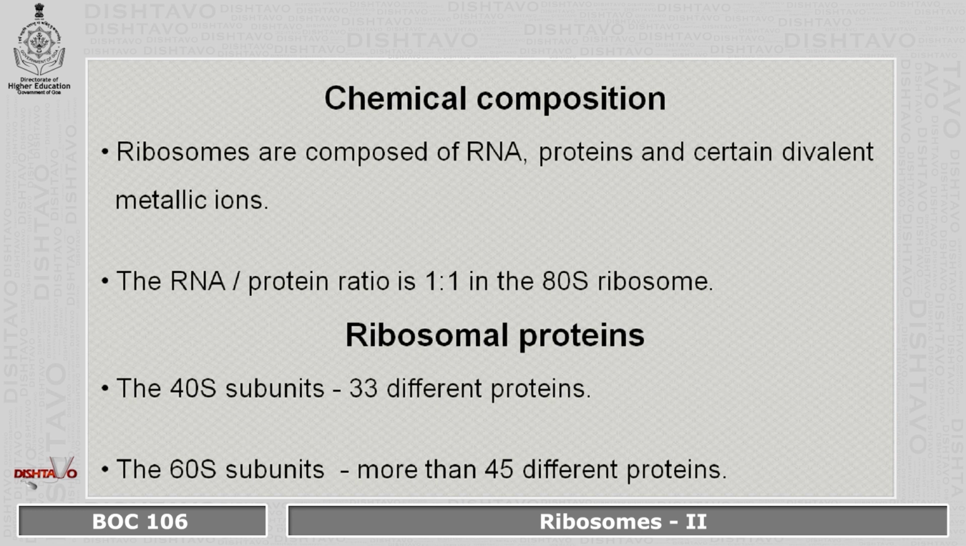Chemical composition. Ribosomes are composed of RNA, proteins and certain divalent metallic ions. The RNA to protein ratio is 1:1 in the case of 80S ribosomes. The ribosomal proteins: the smaller subunit is made up of 33 different proteins, whereas the larger subunit is made up of more than 45 different proteins.